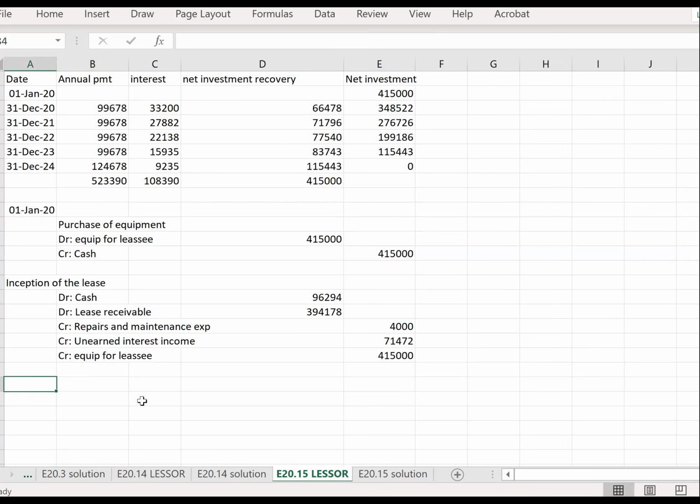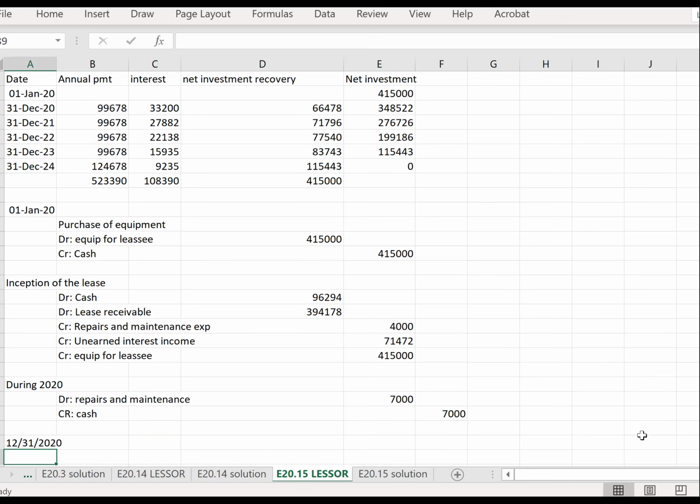Then during 2020, we're also going to have our additional repairs and maintenance expense. So we're going to have repairs and maintenance. Remember how we said that the lessor pays $7,000? Cash, $7,000. And we're going to have 1231 adjusting entries.